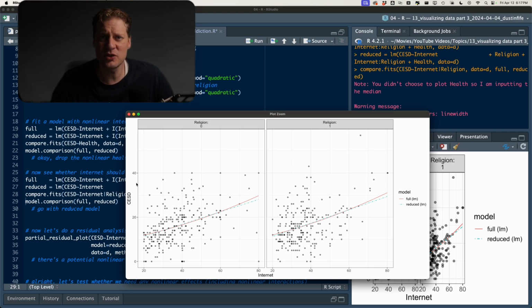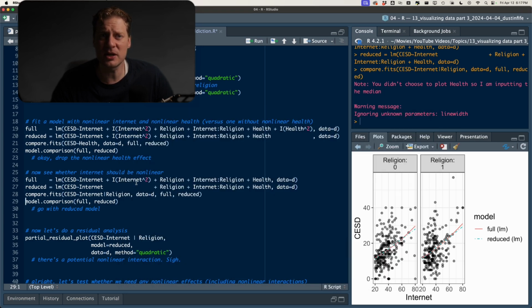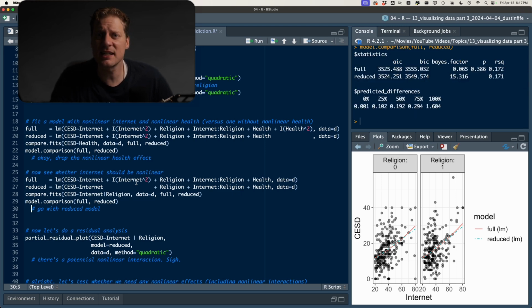And once again, the two models are very, very similar, both the full model in red and the reduced model in blue. So that seems to argue in favor of a reduced model. Let's see what the statistics say, and yeah, the statistics agree. For R squared, I'm only explaining 0.1% of the variance. The Bayes factor with a ratio of 15:1 favors the reduced model over the full model. AIC favors it, and BIC favors it. So everything favors the reduced model.